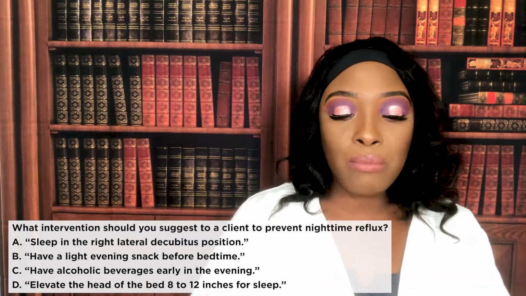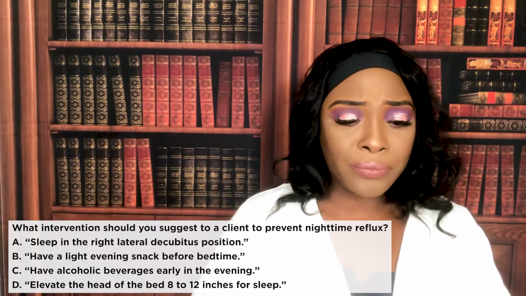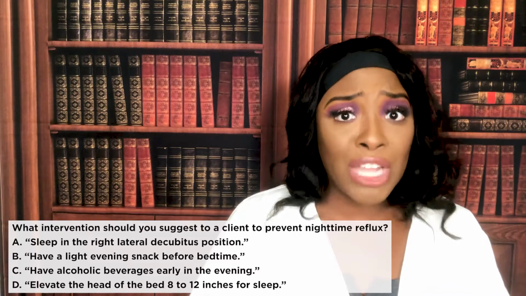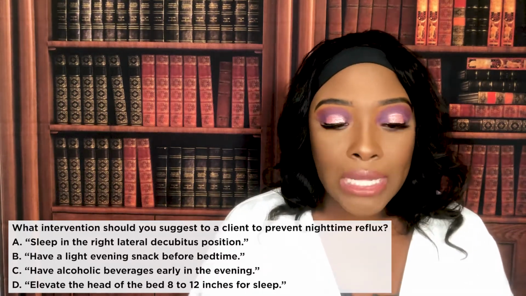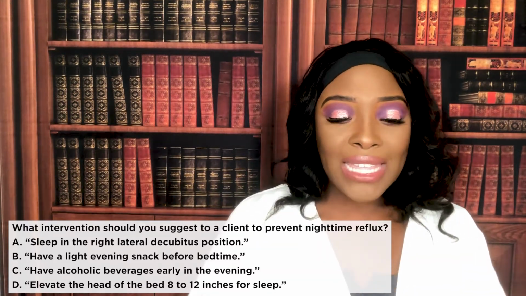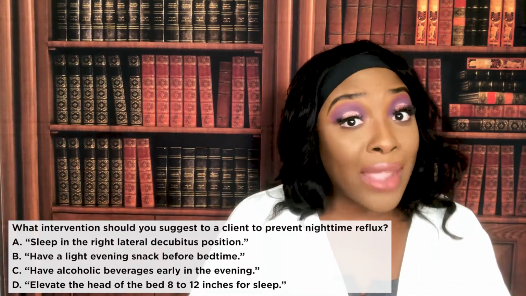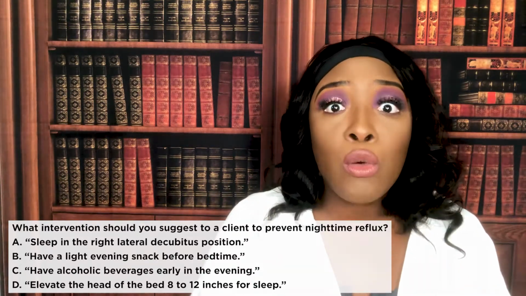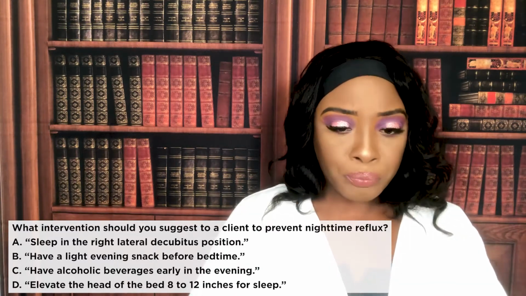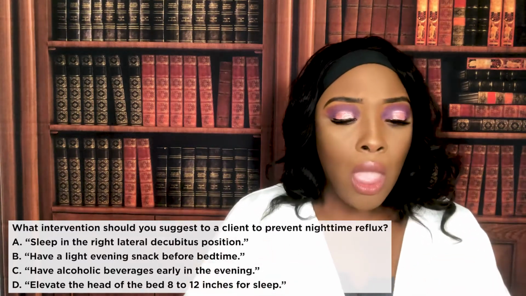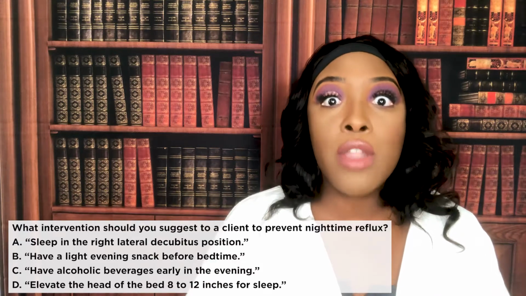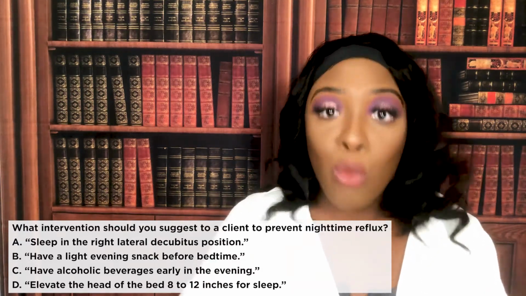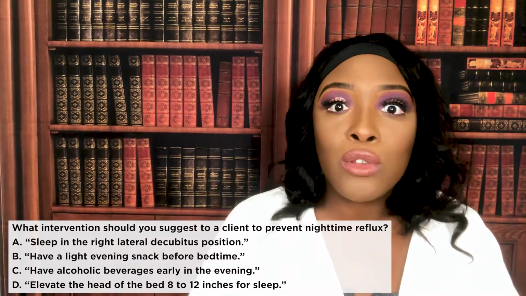Now, choice A, B, and C are all no-nos. A, sleep in the right lateral decubitus position. No, we want that patient sleeping with the head elevated. Choice B, have a light evening snack before bedtime. You know that's wrong, because we don't want that patient eating a good 2 to 3, even 4 hours before they go to sleep, depending on your book. Choice C, alcohol. No, guess what? Alcohol is something else that causes reflux. Stay away from alcohol. Alcohol is another no-no on our list.